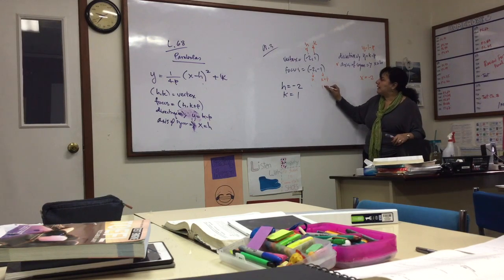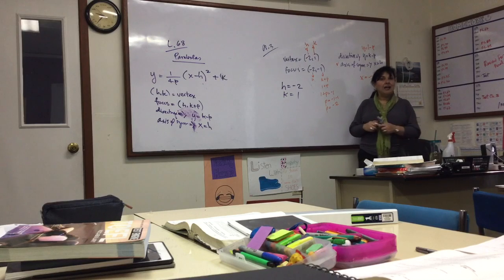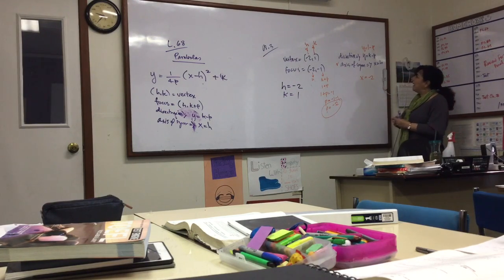So this is 1 plus p. I know that 1 plus p equals minus 1. Therefore, p equals minus 1 minus 1, so p equals minus 2. Awesome, I've got p. So now I can go and do this one.